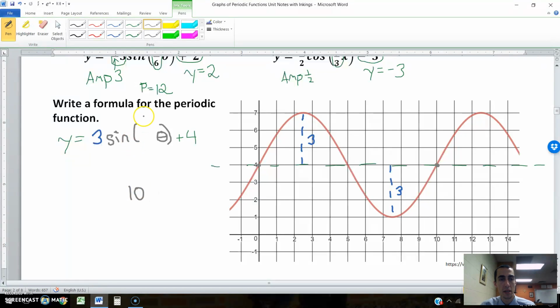But I want to know what my B is. Because remember, we use B to find the period. So use the formula 2 pi over B, and that equals the period. Now we decided that the period was 10, so I'm going to set 2 pi over B equal to 10. So multiply both sides by B, and then divide both sides by 10. That's going to get us 2 pi over 10, which simplifies down to pi over 5. And so my B is pi over 5.